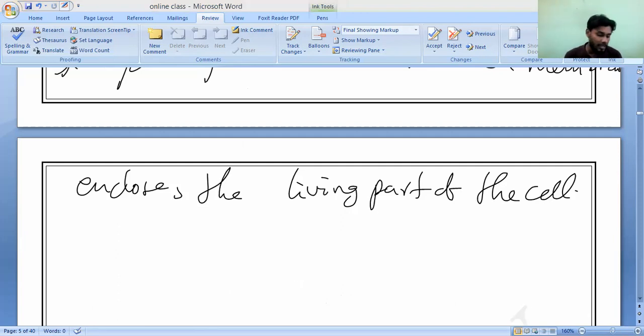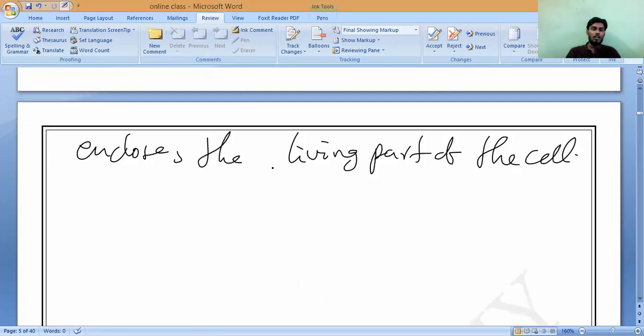What is the use of this cell membrane? It is just keeping everything inside. Whatever the living part of the cell is, like cytoplasm and nucleus, everything is present inside and it is protecting them, enclosing them from outside. That is why I can say the cell membrane protects the cell and also gives shape to the cell. Yes or no?